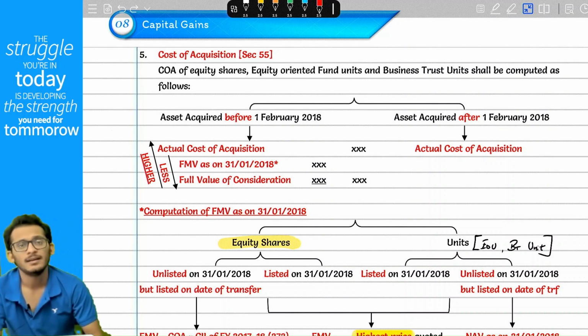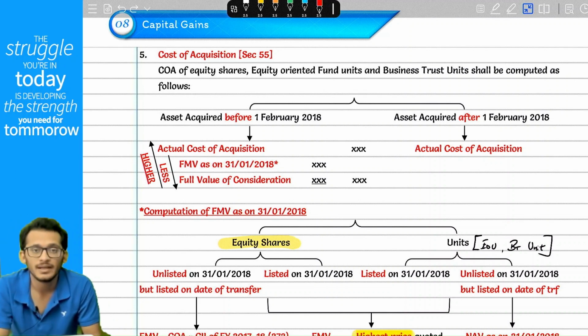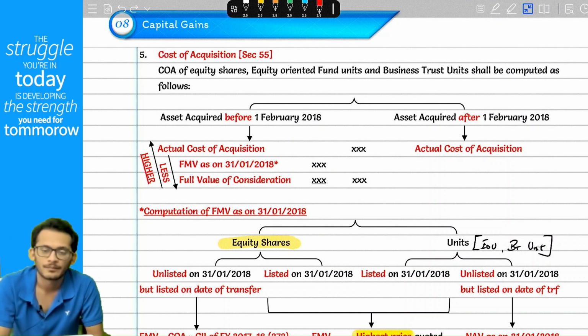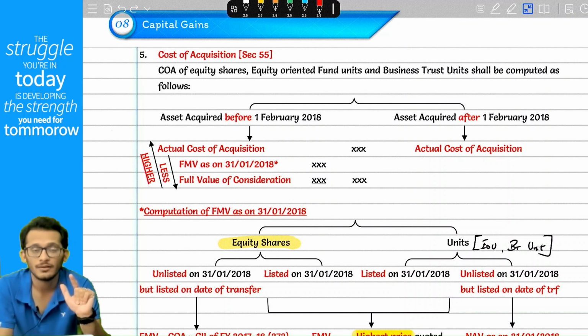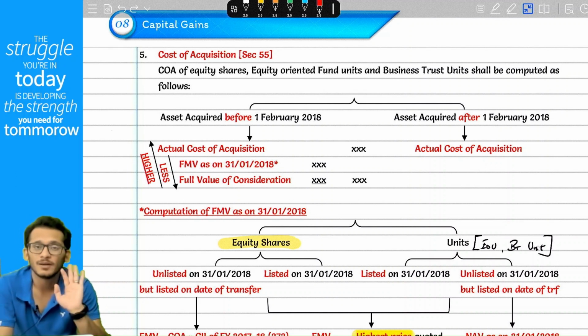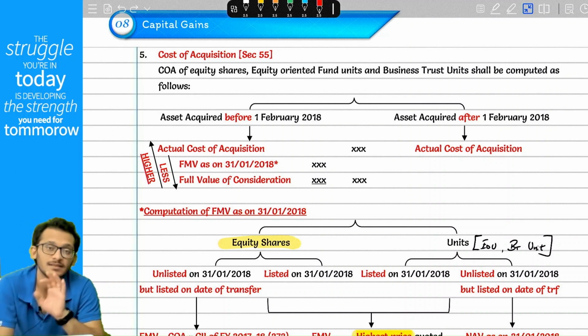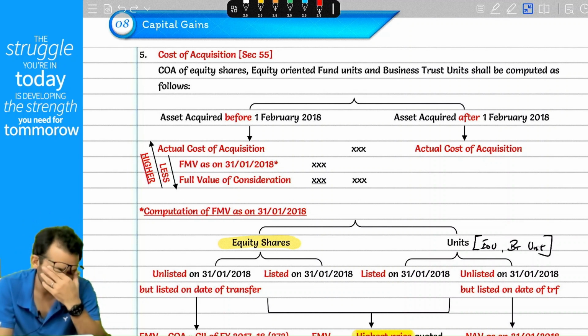Please understand, this provision is only if you have purchased the asset before February 2018. What is it once again? It is sale consideration or FMV on 31st January 2018, whichever is lower, compared with the cost, whichever is higher. If you have purchased the asset after 2018, no worries, then it is the actual cost only.